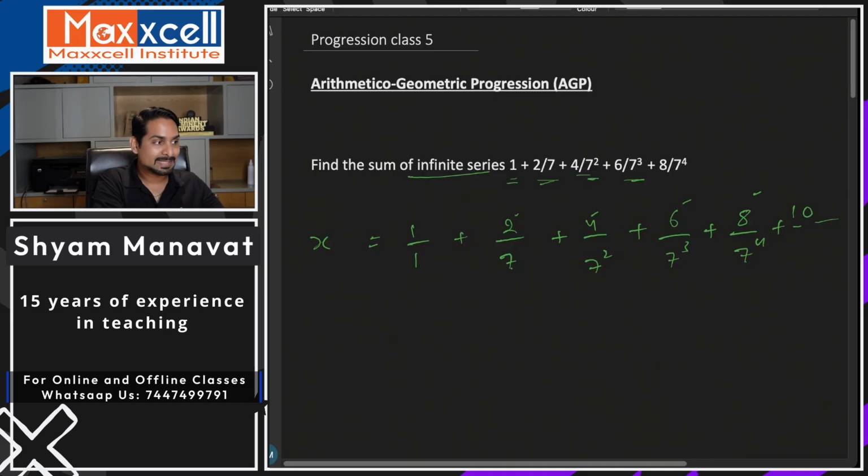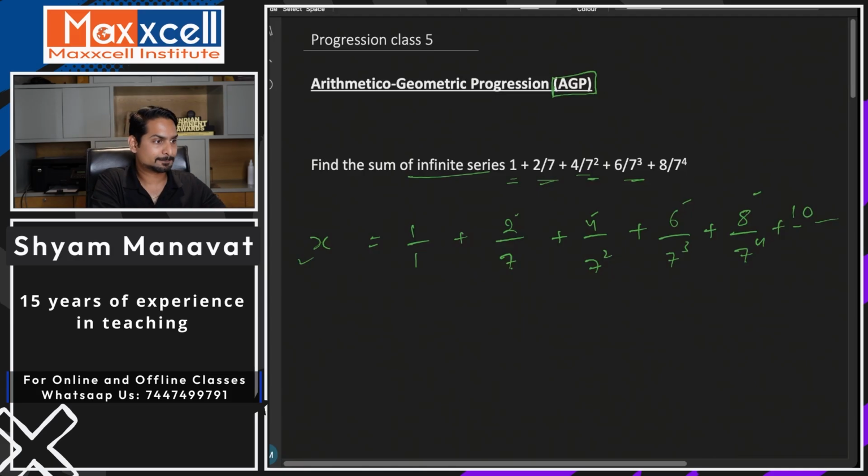So this kind of progression, are you able to identify it? That's called AGP, where you have a part of the term progressing as an arithmetic progression and the remaining part of the term progressing as a geometric progression. Are you able to identify this? Now, for such a progression, you have a specific method to solve this kind of question.